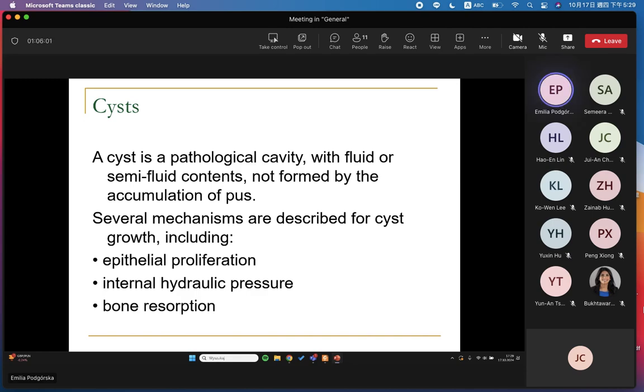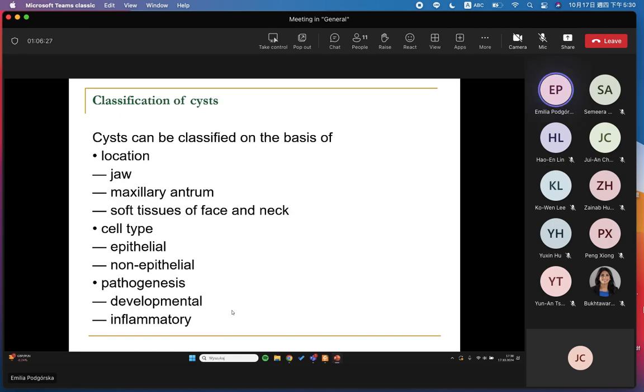So we are returning to cysts. Now return to the first presentation to add some information. We have several mechanisms for cyst growth, including epithelial proliferation, internal hydraulic pressure, or bone resorption. You know different classifications of cysts, and we can also classify them by location, cell type, and pathogenesis.